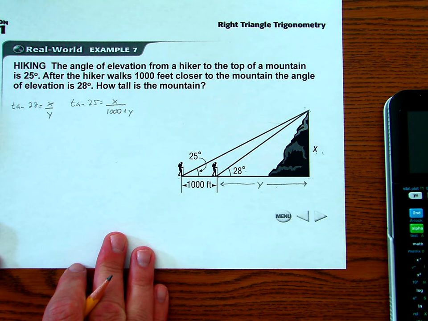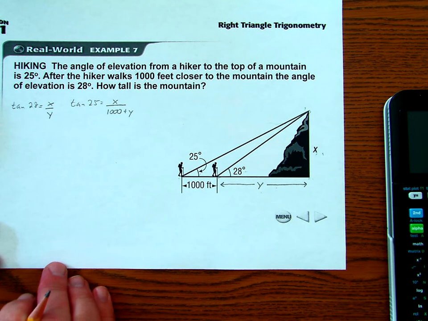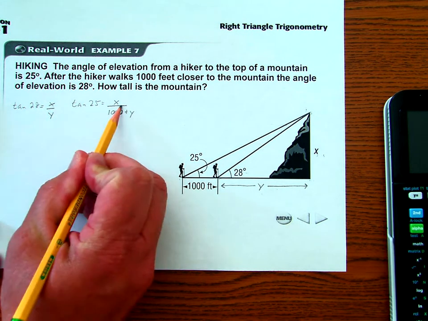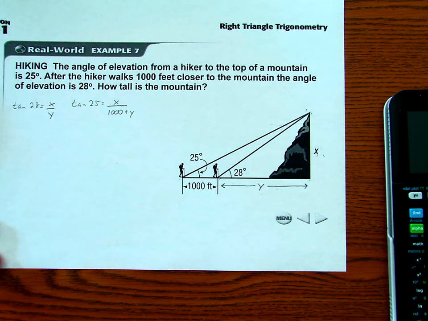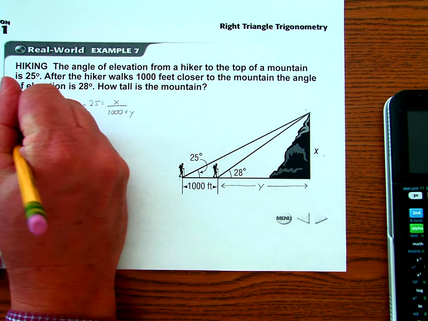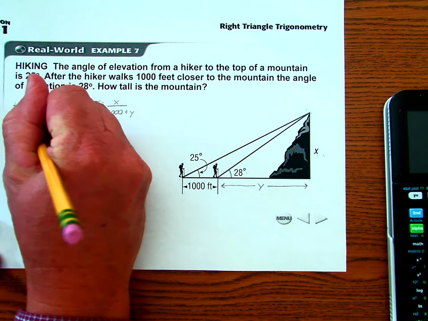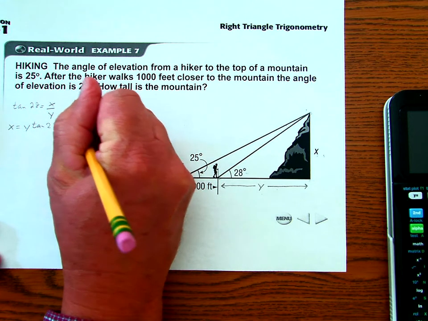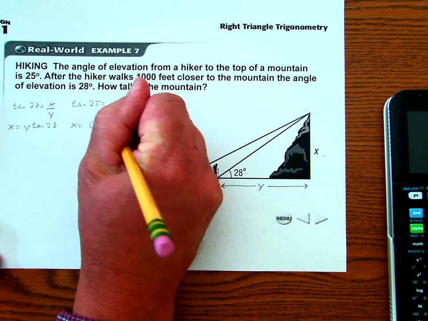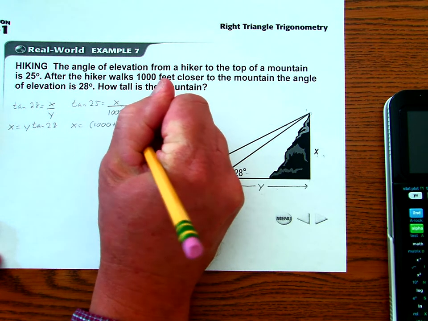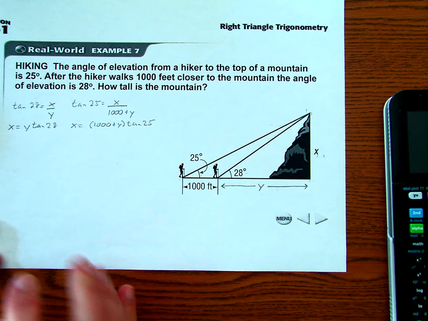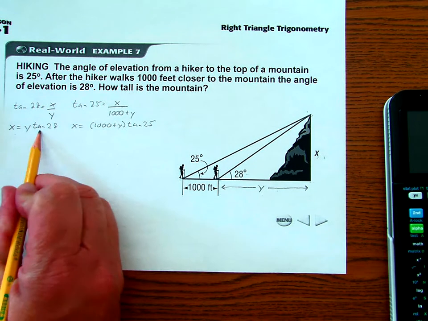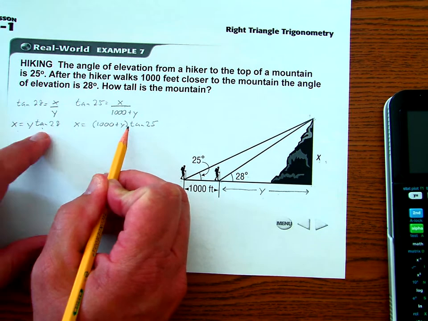So what I have is a system of equations, two variables. I can solve this for x, I can solve that for x, and then set those two things equal to each other. So x is equal to y times the tangent of 28. x is equal to the quantity 1,000 plus y, times the tangent of 25. So if x equals this and x equals that, we can set these equal to each other.